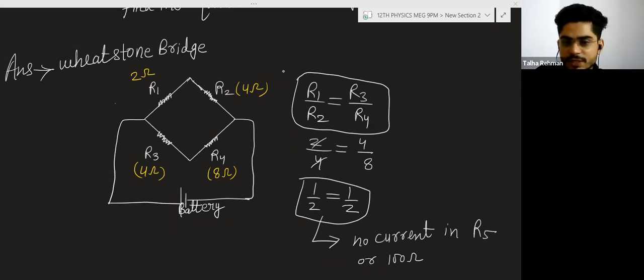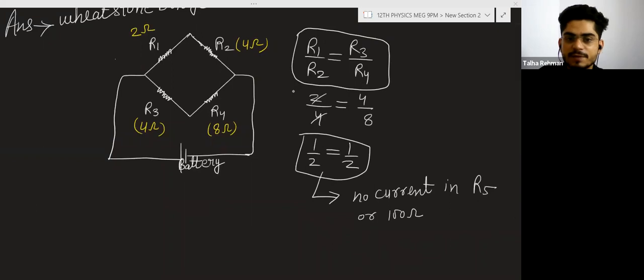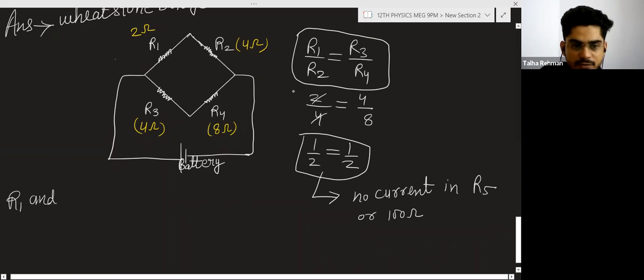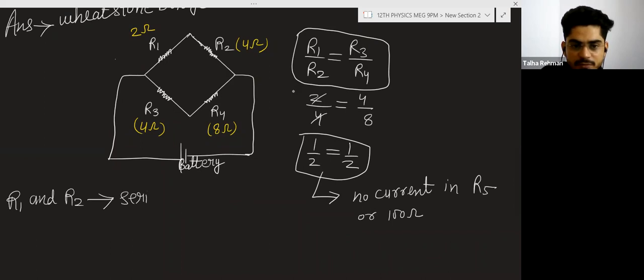So this condition is valid in this circuit. Now we have to solve this, and I have already told you that the 2 ohm and 4 ohm resistances, R1 and R2, are connected in series, and R3 and R4 too. Now you have to solve this circuit. R1 and R2 are on the same wire, which means series combination, and R3 and R4 also.